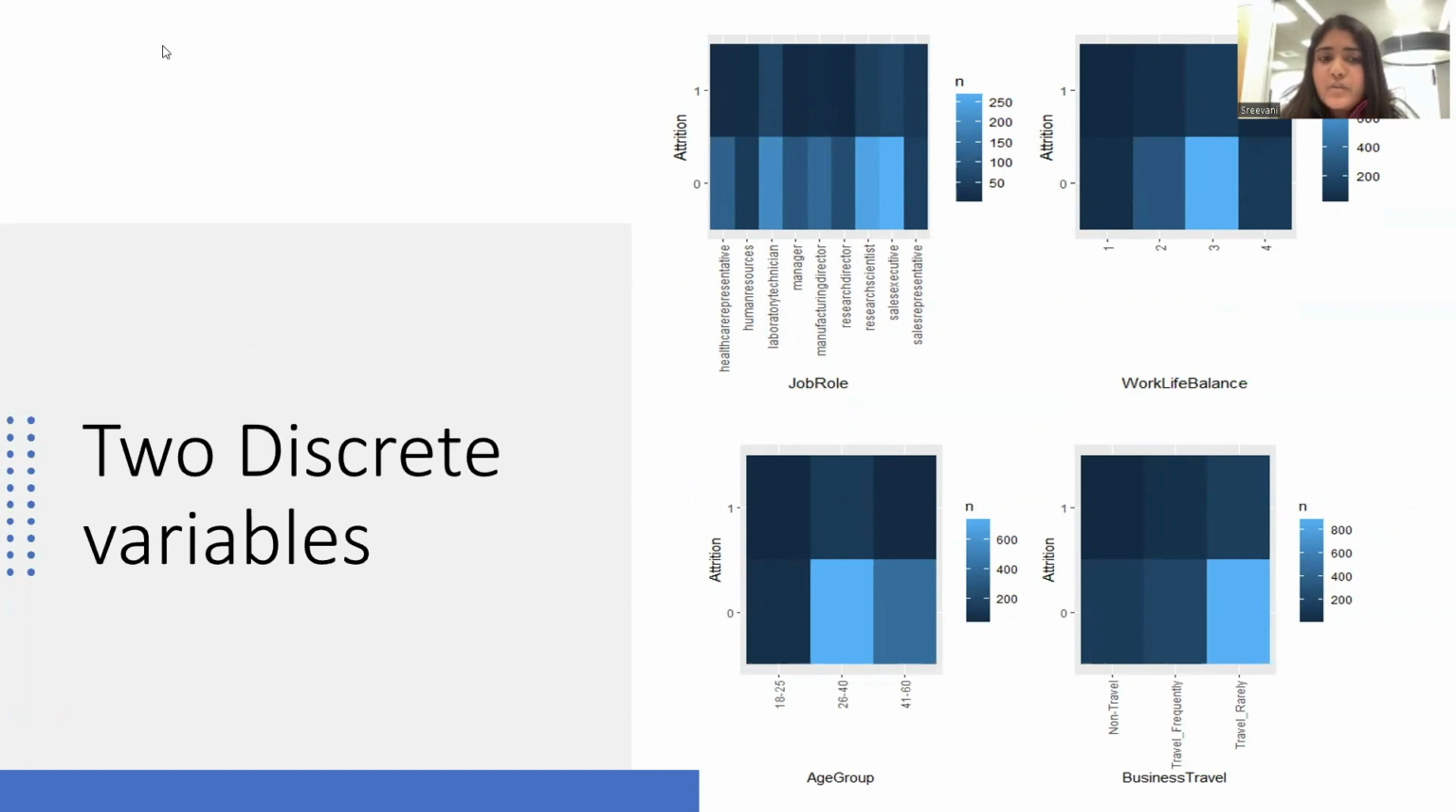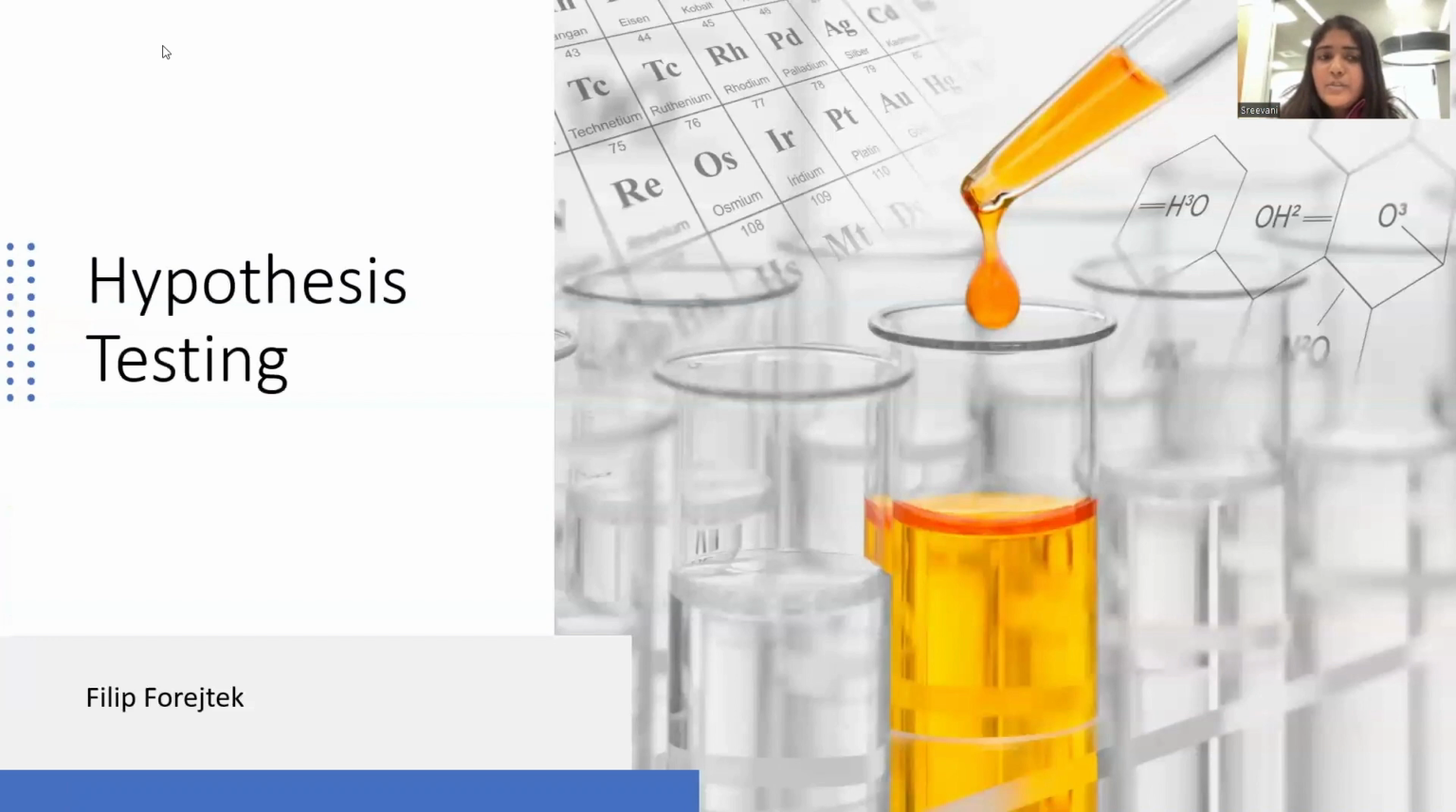So when age group and attrition were compared, it was observed that within the age group between 26 to 40, a higher attrition rate was found. And it was also observed that the same age group represented the majority of individuals with low attrition rate. So this is about bivariate data analysis. So Filip will be explaining about hypothesis testing.